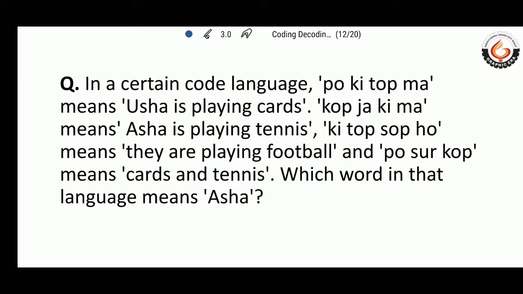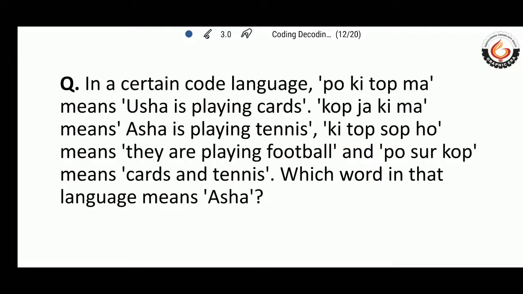Now in this, POKI top MA means Usha is playing cards. Then KOPJKI MA means Asha is playing tennis. Similarly, KI top SOP HO means they are playing football. And similarly, a few more, POSUR KOP means cards and tennis. Which word in that language means Asha?